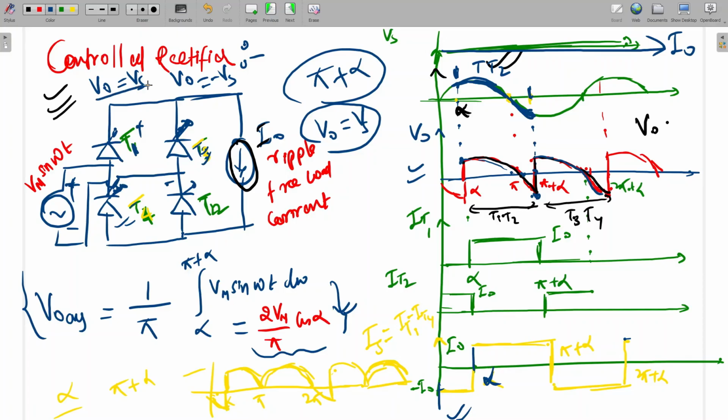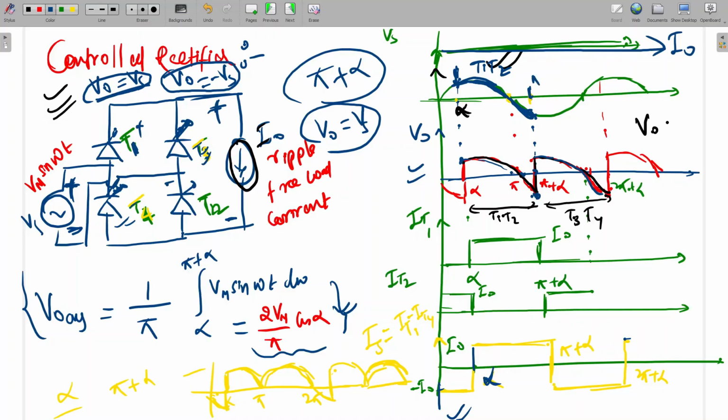When T1, T2 conduct, here we can write KVL. This is plus, this is minus. This is the source voltage. So when T1, T2 conduct, the output voltage equals the source voltage. And when T3, T4 conduct, the output voltage equals minus the source voltage. Here to here, T1, T2 is conducting, so it should be the same as the source voltage. The source voltage is also negative here, that's why it is coming negative here. Is it clear? The same source voltage appears across the load. This waveform is clipped and it is coming here.